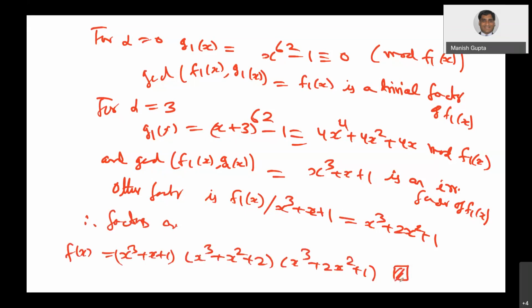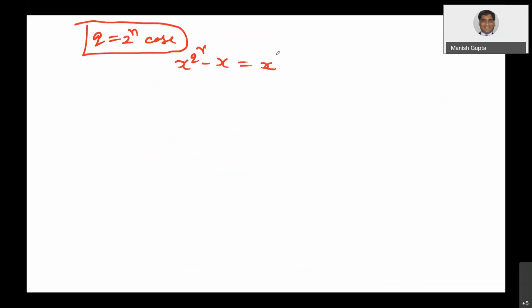So I described to you an algorithm for factoring when q is odd. And similarly, there is an algorithm for q even, in the sense that q is a power of 2. So let me describe that. When q is a power of 2, in that case, x^(q^r) - x can be written as a sum, x^(q^(nr)) + x, right?